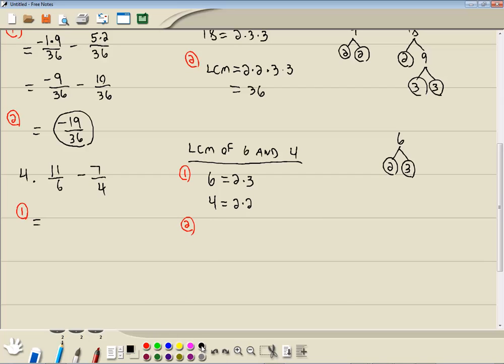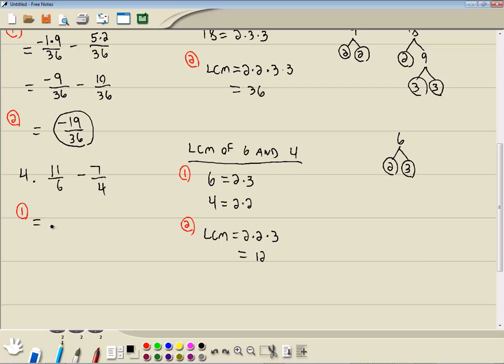So then our LCM. We start with our first prime, which is 2. And I'm looking for the greatest number of 2's on any single line. There's 1 here, there's 2 here, so the greatest number of 2's on any single line is 2. Then I go to my next prime, 3. I'm looking for the greatest number of 3's on any single line. There's 1 here, none here. So the greatest number of 3's on any single line is 1. Well, 2 times 2 is 4, times 3 is 12. So the LCM of 6 and 4 would be 12.